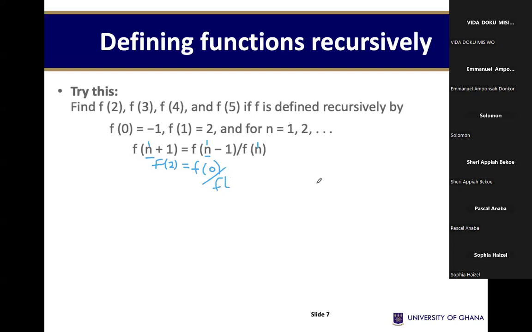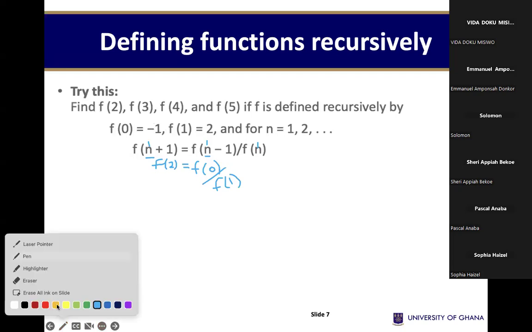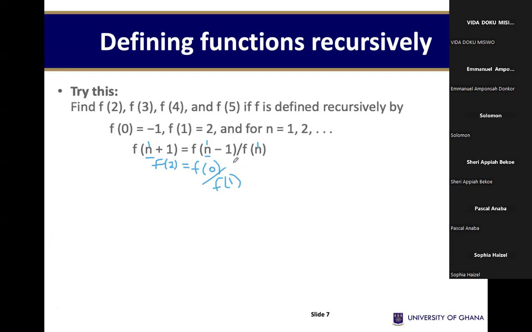So the next thing I'm doing is simple substitution, because my F of 0 is -1. F of 0 is -1, F of 1 is +2. So that's now going to give me what? Negative half, as you mentioned.